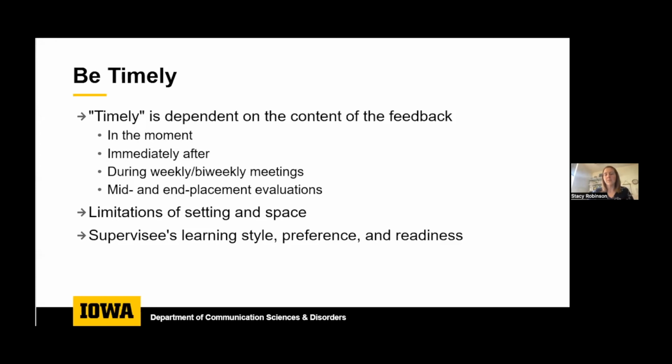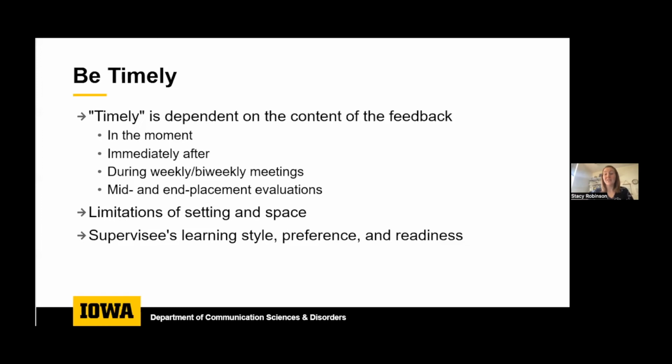During our weekly or bi-weekly meetings, I usually talk more. I give a lot of planning feedback then because we're usually planning for the next session. And then also if I'm noticing any patterns, like if the student for the last few weeks has been consistently struggling to provide specific feedback, for example, that's something that I would bring up in a meeting where we have a little bit more time to talk. They're not just trying to process what happened in a specific session. And then probably my most pattern-based or generalized feedback comes at those mid and end placement evaluations, where I'm really noting overall strengths and needs.